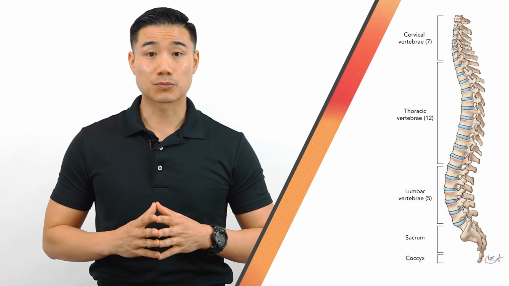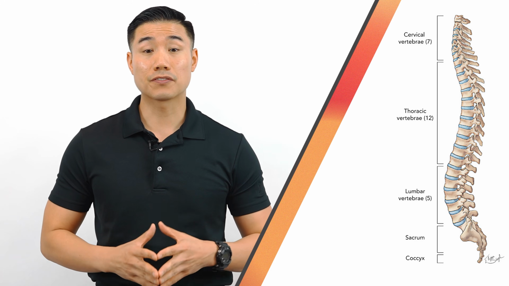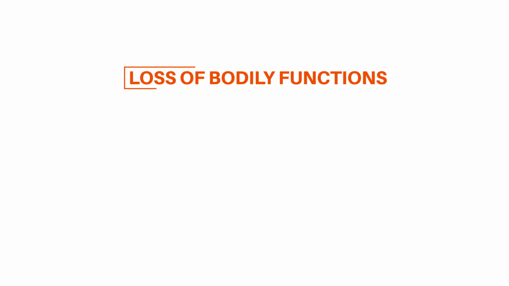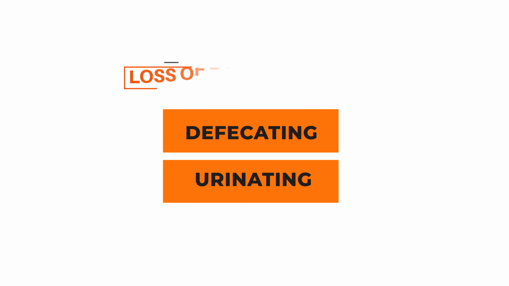If you look at the back of the spine, you can see that the nerves come out the left and right side of each segment. When you have central stenosis, the spaces on the back of your spine are getting compressed and can actually pinch the spinal cord. This is very dangerous as it can cause a loss of bodily functions like defecating or urinating. You can also have leg weakness where you can't stand or walk. If you're experiencing a loss of bodily functions like defecating or urinating, it's a medical emergency.